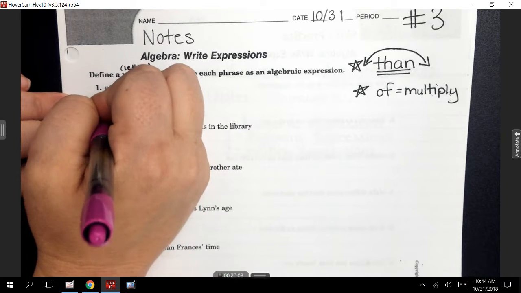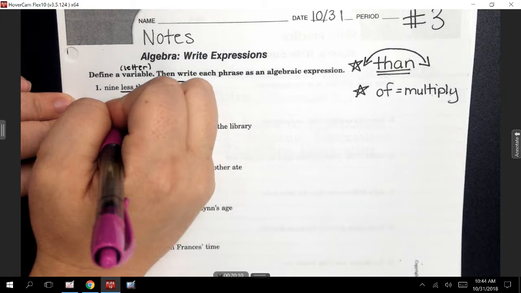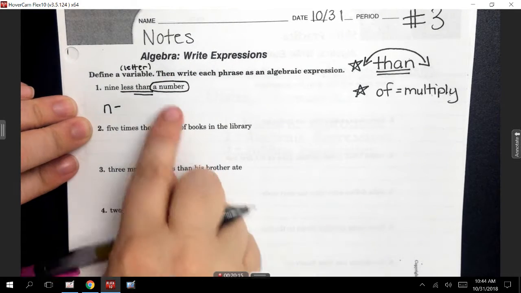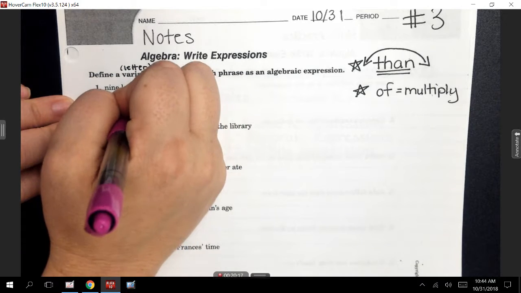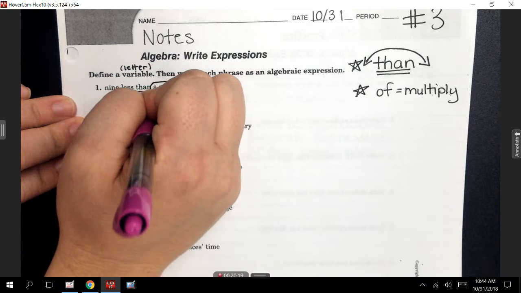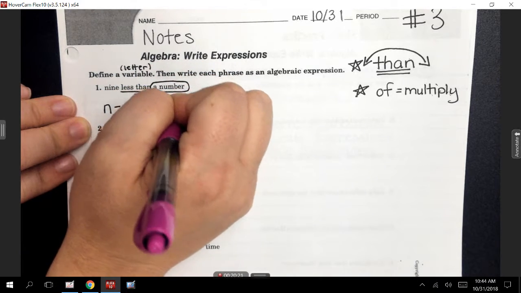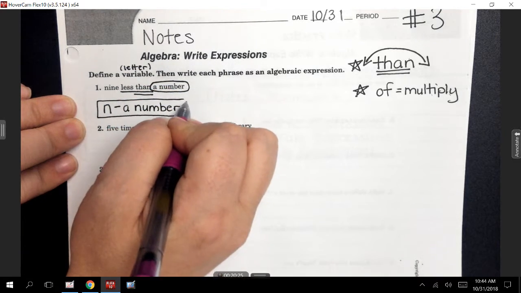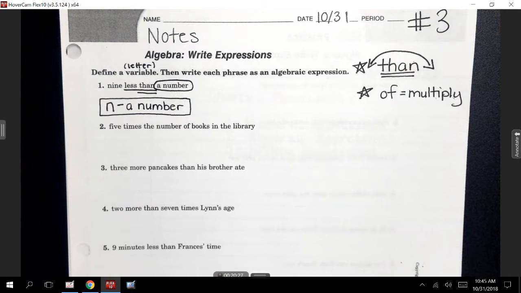Okay, so I'm going to write N, and then I'm going to put a dash because I'm fixing to define it. So n means a number. Guys, did I say that n means the number 11? No. Did I say n means the number 22? No, I said it means a number. So n can literally be any number in the whole wide world.